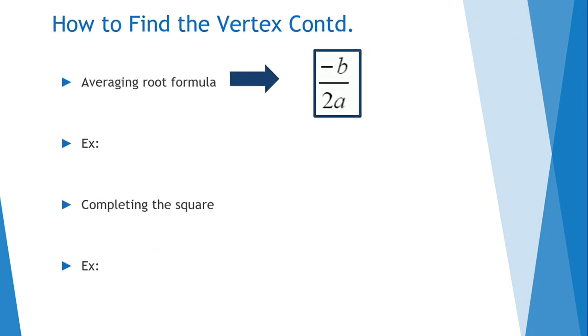So our averaging root formula is -b over 2a. And let's first do an example where we try to figure out the x-coordinate of the vertex of x squared minus 6x plus 8. So our b term here is -6. As you can see, it's the term next to the x. And our a term is going to be the term next to the x squared. And that's going to be 1, because we can imagine that there's 1 next to this. It wouldn't change the value of x squared.